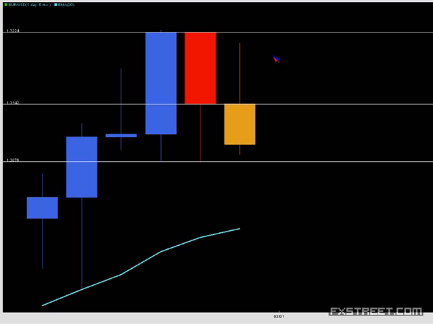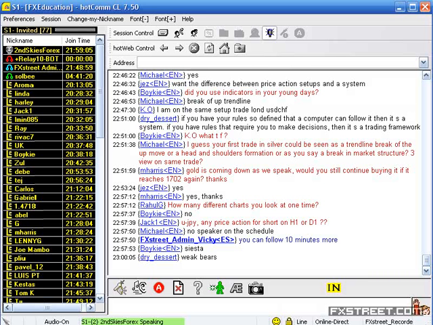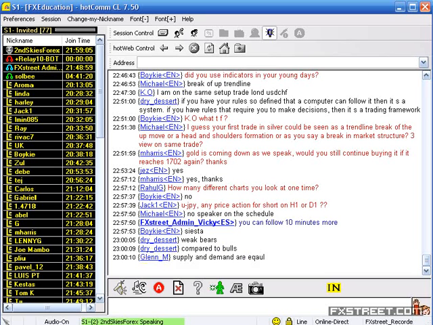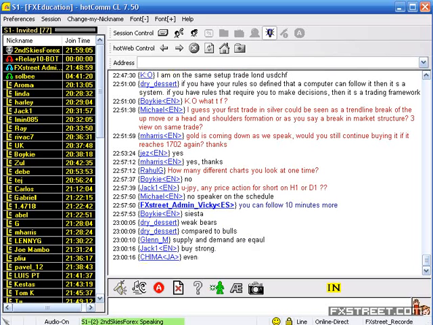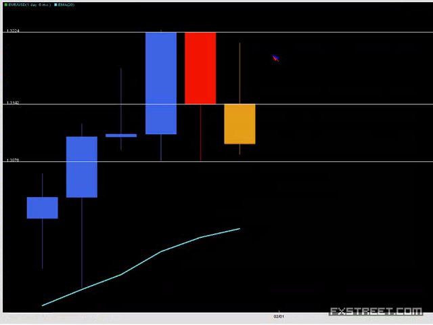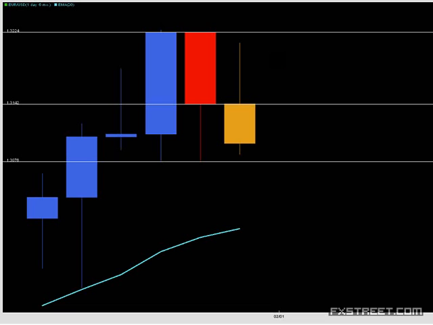Any ideas? None whatsoever? Weak bears? I wouldn't say weak bears. They were able to sell it from open, take out all of yesterday's price action. Weak bears compared to bulls, so I wouldn't say that. Supply and demand are equal. I would not say supply and demand are equal, per se.